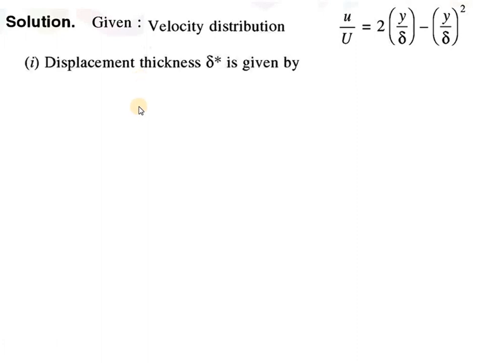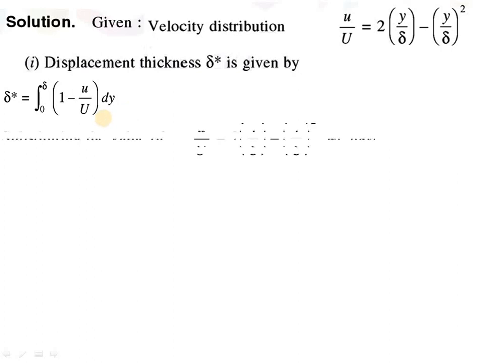First parameter to be evaluated is displacement thickness, delta star. We already know the mathematical formula for that. Delta star is the integration of the term 1 minus small u upon capital U with respect to dy within the limits. Lower limit is 0 and upper limit is delta. This logic has already been explained in the previous lectures.